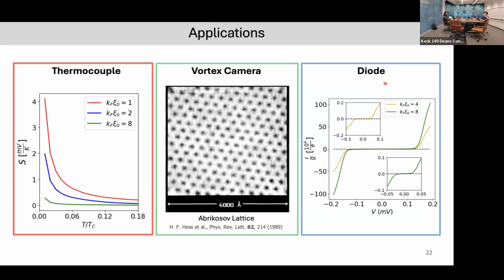And the other application could be as a diode, where we saw the IV characteristic is pretty asymmetric for the low-lying voltages, the subgap excitations. And yeah, you can use that asymmetry to potentially build diodes as well.